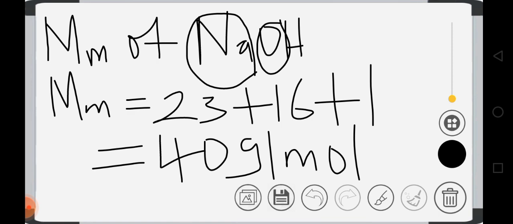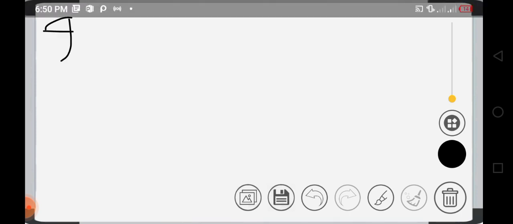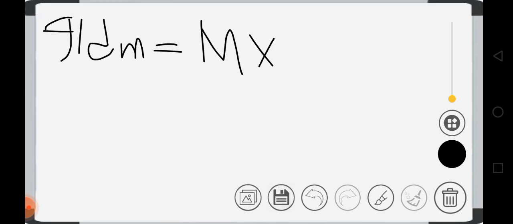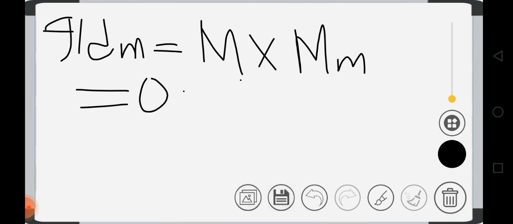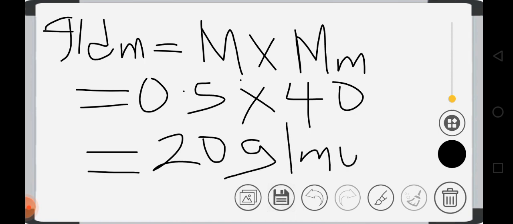So let's get the main question done so that we get the correct option. Our concentration in grams per dm cube will be molarity times molar mass. The molarity is 0.5, that's half, times the molar mass, which is 40. Half times 40 gives us 20.